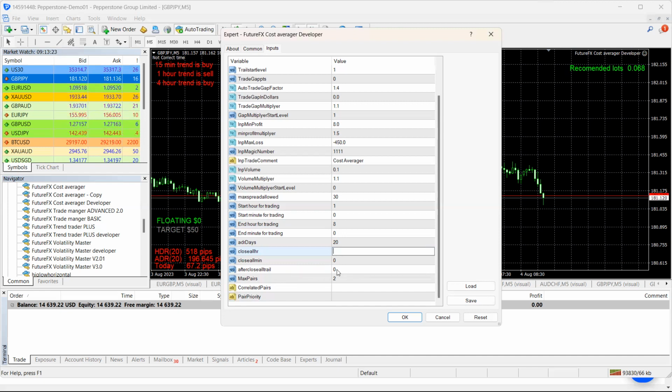After close all trail, that's a feature that's not developed yet. That's something that I'm looking at. So just ignore that altogether. That won't be in your version of the software.